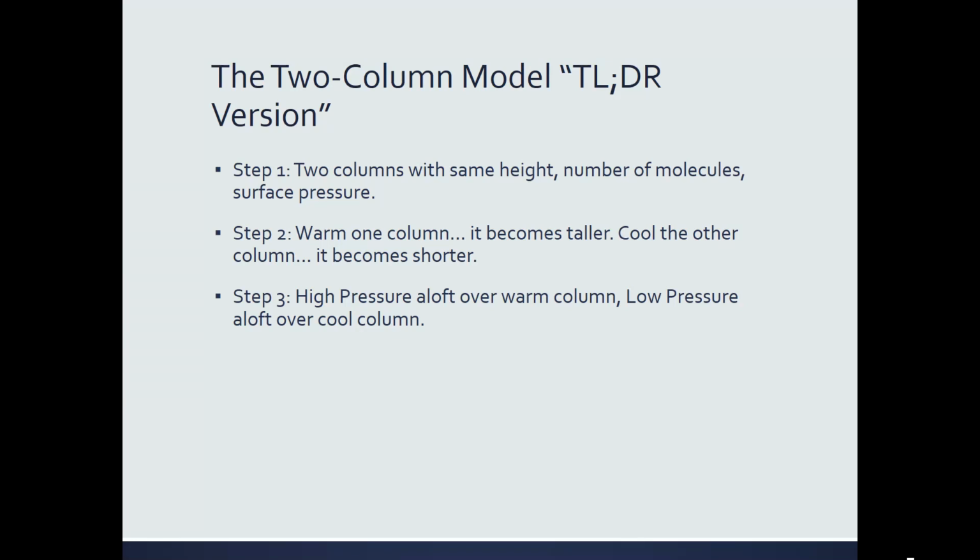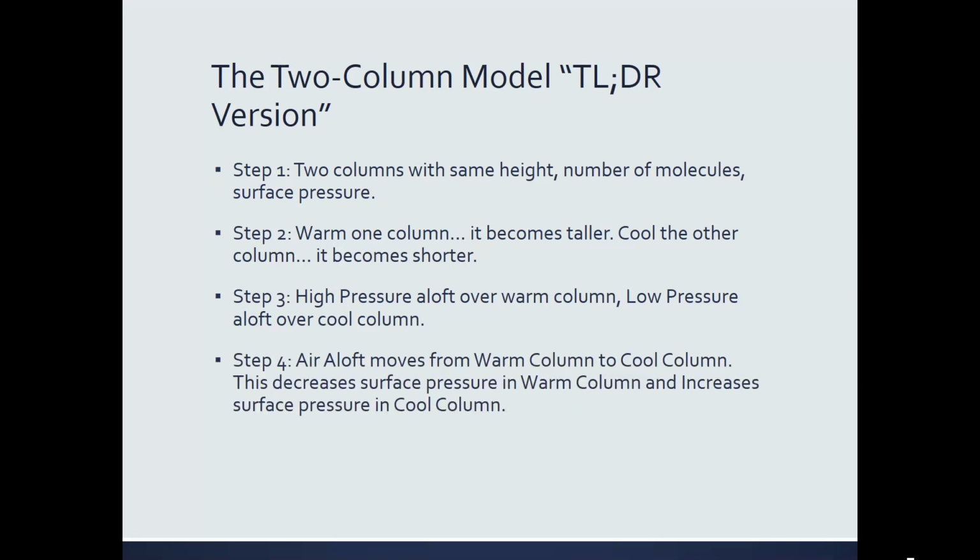Well, since Mother Nature hates imbalance, air begins to travel aloft from the warm column to the cool column. This causes air to be escaping the warm column, therefore surface pressure decreases. And then air over the cool column is now getting higher since there's air molecules moving in, so surface pressure there increases. And then at the surface, air moves from the cool column to the warm column. And that is the two-column model.